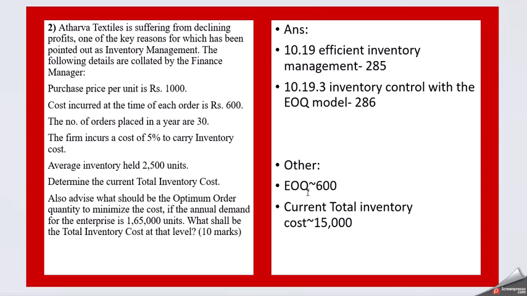So EOQ is coming close to 600, and the current total inventory cost is coming close to 15,000. I believe in this formula we are getting EOQ very close to this value for the optimum order quantity to minimize the cost, which is also coming almost similar.